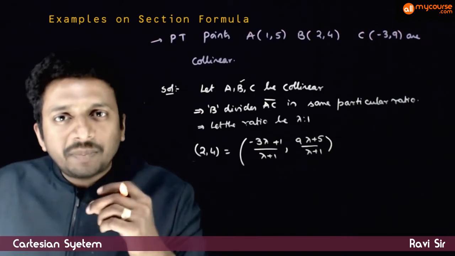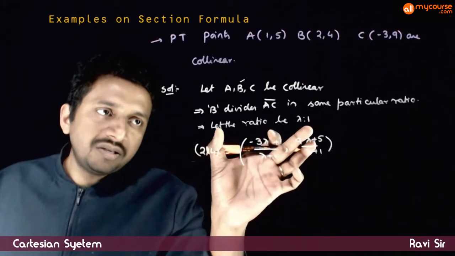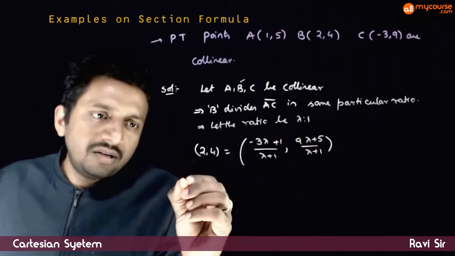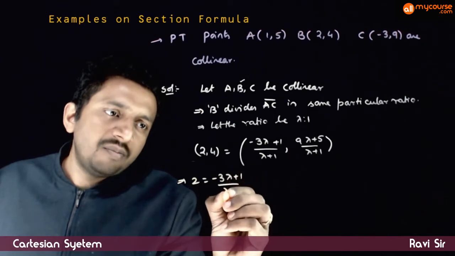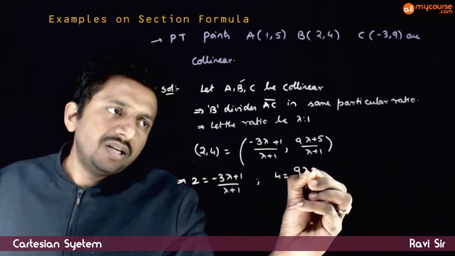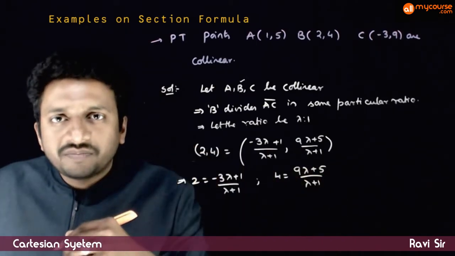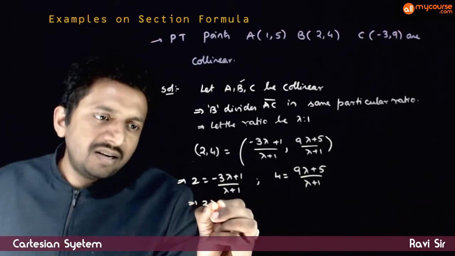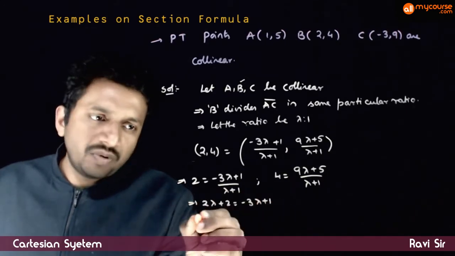Now if an actual lambda exists, then you should get the same values from this equation as well as the second equation. So this implies 2 is equal to (minus 3 lambda plus 1) by (lambda plus 1) and 4 is equal to (9 lambda plus 5) by (lambda plus 1). This implies 2 lambda plus 2 is equal to minus 3 lambda plus 1.